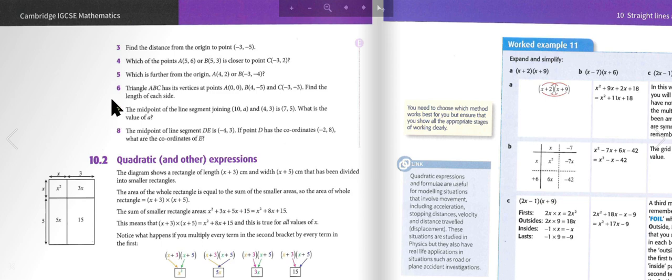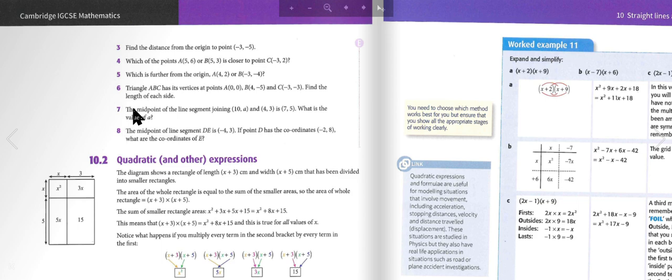Question 6. Triangle ABC has its vertices at points A (0, 0), B (4, -5), and C (-3, -3). Find the length of each side. So, side AB has a length of 6.40, side AC has a length of 4.24, side BC has a length of 7.28.